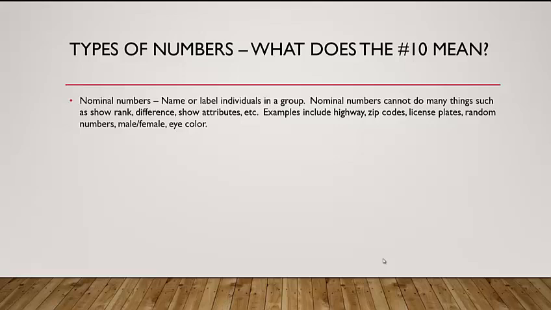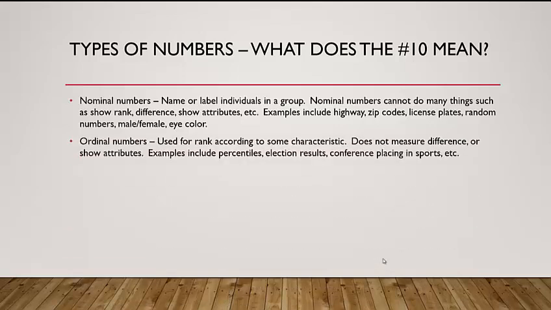We're going to talk about assigning numbers to things. So we could assign males a 1 and females a 2. We could assign eye color as brown a 1, green a 2, and so forth. So that's what nominal numbers are. They really don't mean anything. It's just naming or labeling an individual or a group.